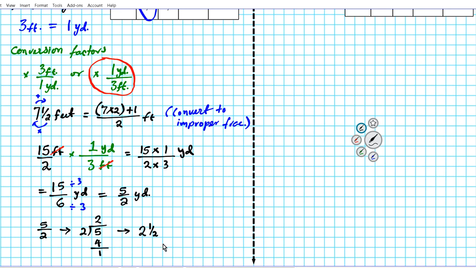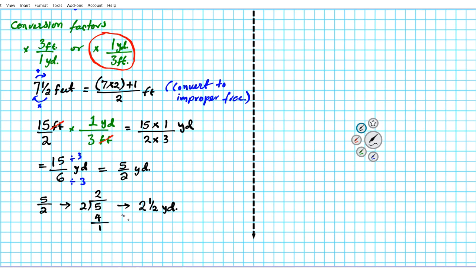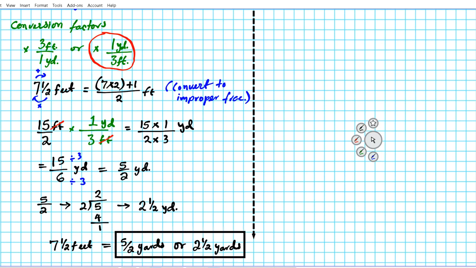Okay? So let's go ahead and write down our final statement. So these are answers in 2 formats. 7.5 feet. That was the original question. 7.5 feet is equal to 5 over 2 yards as an improper fraction, or 2 and 1/2 yards as a mixed number. Bam, there goes the answer to question number 3. Okay.